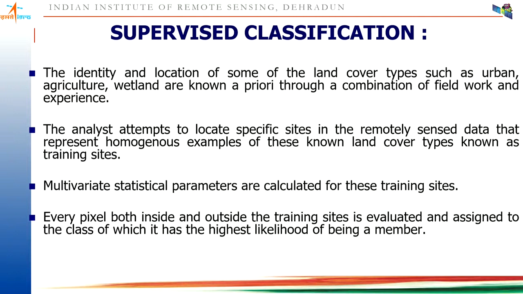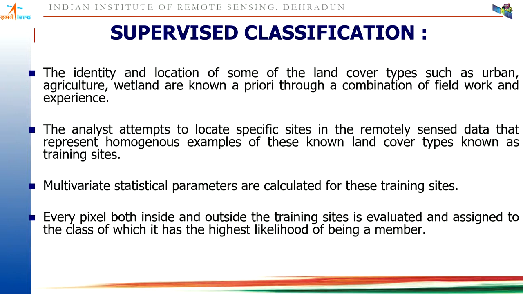Okay, so in supervised classification, we have to provide certain training samples, or we have to provide the training to the computer. We have to supervise our computer. The analyst attempts to locate specific sites in remote sensing data that represent homogeneous examples of these known land cover types, known as training sites. Now, when we have demarcated the training site, suppose I have demarcated the training site for water, what should a training site have? It should have some water pixels, but homogeneous water pixels.